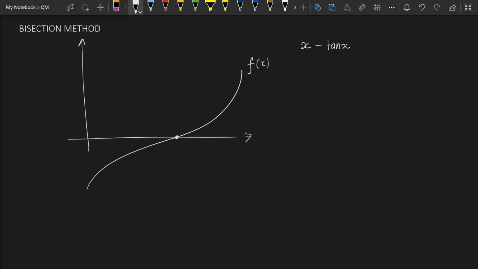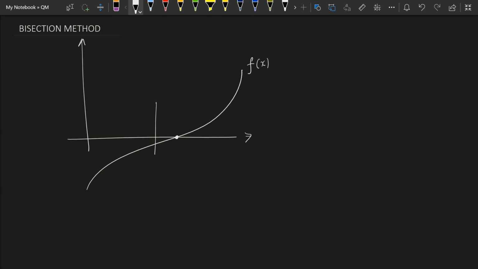So in such cases, we use numerical analysis, and bisection method is one such method to find the root of this function. So in bisection method, the basic idea is we start with a range in which we are sure that the solution is. Okay? And then we continuously reduce the width of this range so that finally it will converge to the required solution. Okay, so let's see how it works.